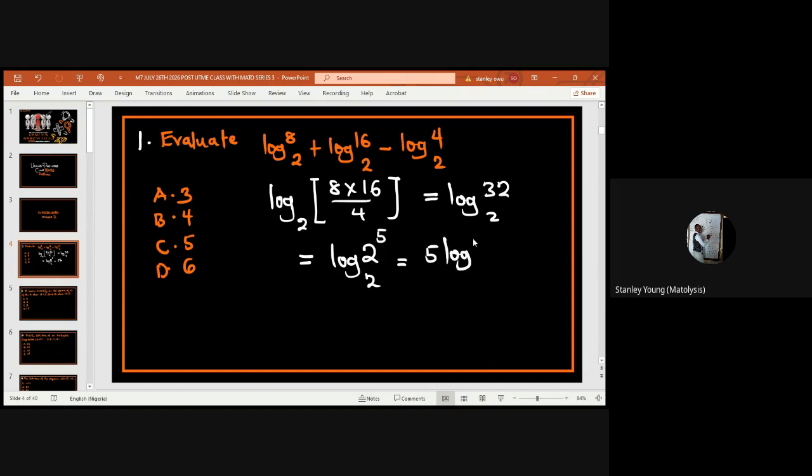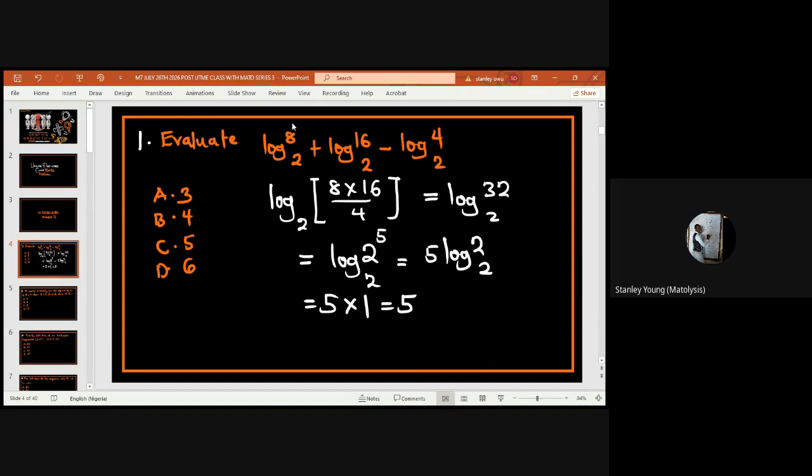log 2 base 2. And when you have log a to base a, the result is always 1. What I mean to say is when the number of a logarithm and the base of that logarithm are the same, the final result of that logarithm is 1. So in this case, we have 1 times 5, and that's simply 5. So the result there is 5.